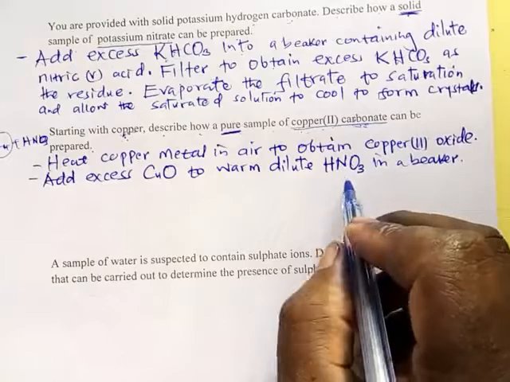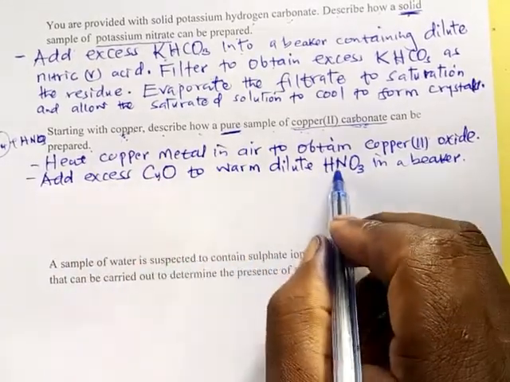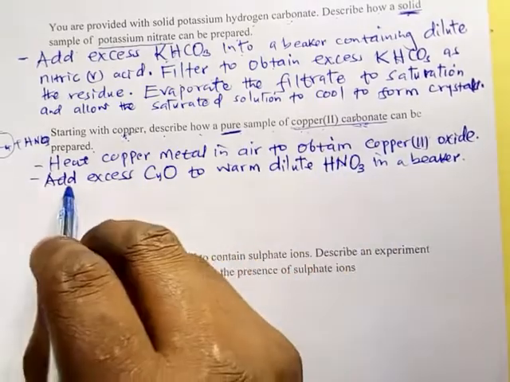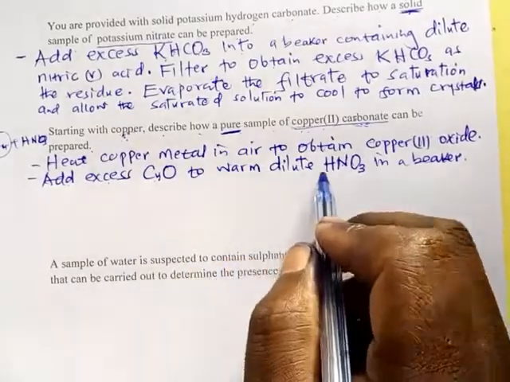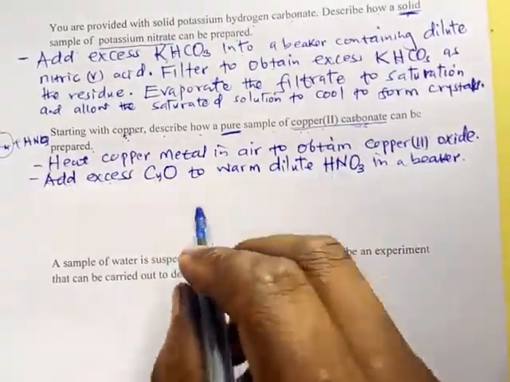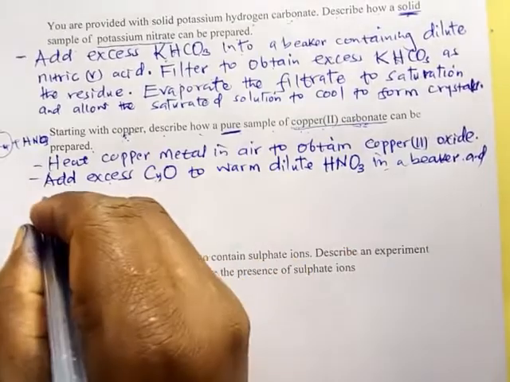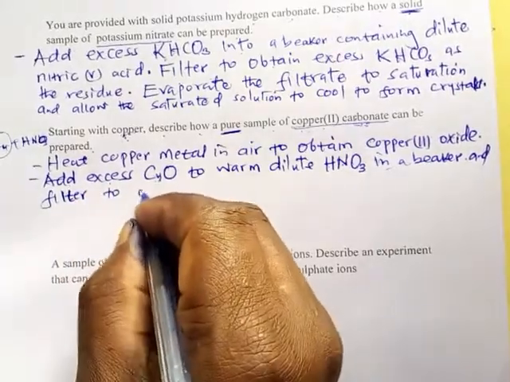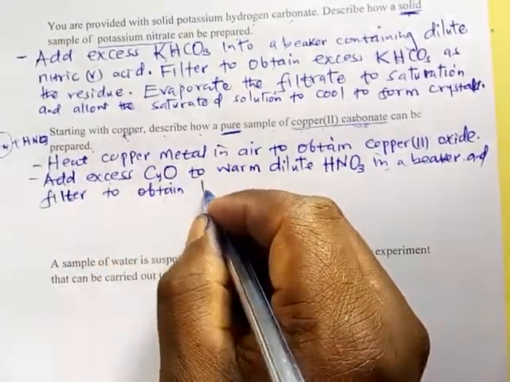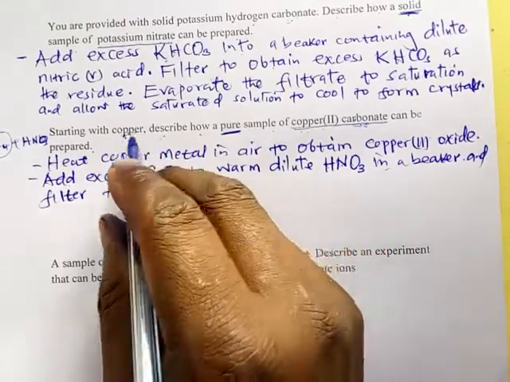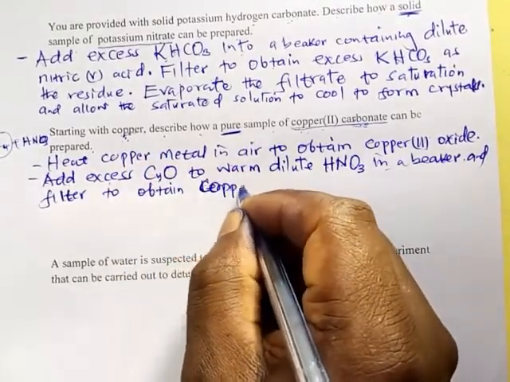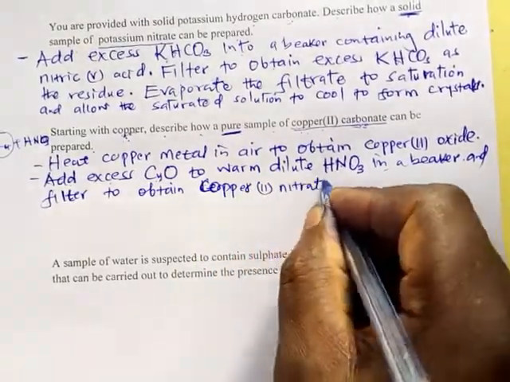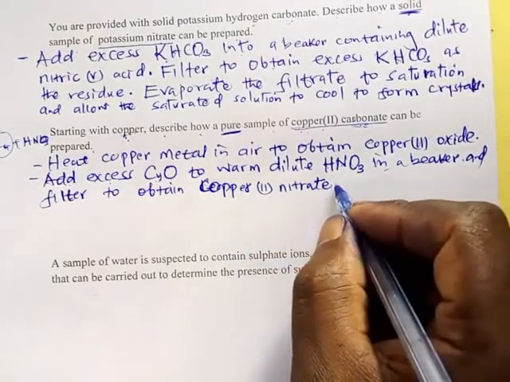So what have you made? You have made copper nitrate. We need that copper nitrate. Since we have excess copper 2 oxide, we need to filter to obtain the copper 2 nitrate only. So beaker and filter, to obtain copper 2 nitrate. Now we have copper 2 nitrate.